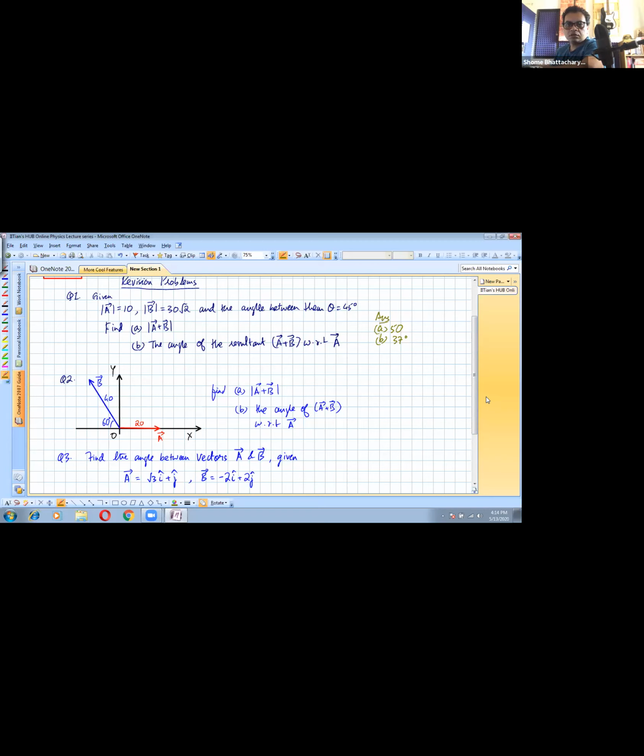Yes, Aditya, your second question is correct. Anushka, your second question is correct. Naman, you will have to check your second question. The first part is correct. The second part, you have to check the angle carefully.